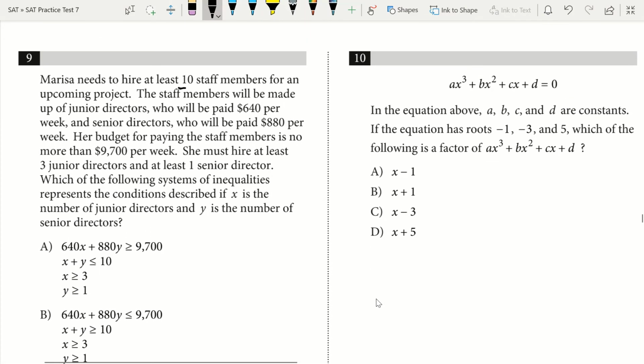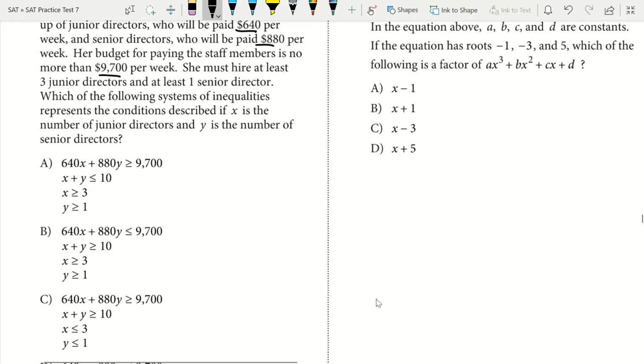Marissa needs to hire at least 10 staff members for an upcoming project. The staff members will be made of junior directors who will be paid $640 per week and senior directors who will be paid $880 per week. Her budget for paying staff members is no more than $9,700 per week. She must hire at least 3 junior directors and at least 1 senior director. Which of the following systems of inequalities represents the conditions described? If X is the number of junior directors and Y is the number of senior directors.